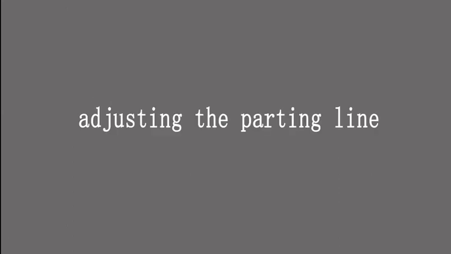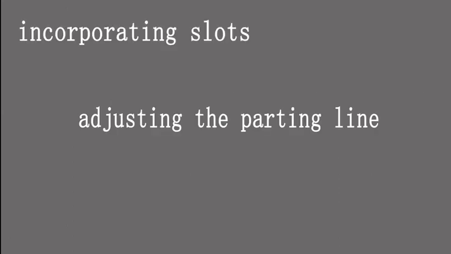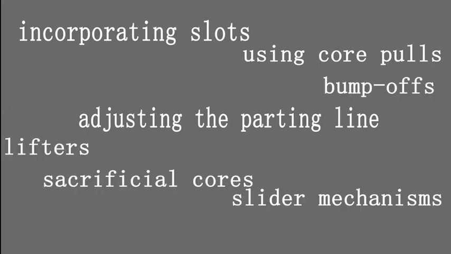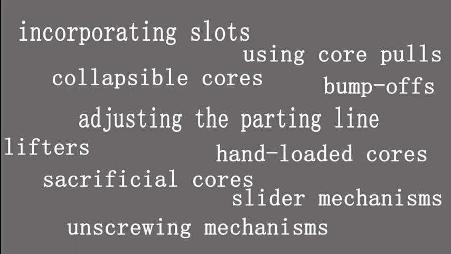The ways to deal with undercut injection molding include adjusting the parting line, incorporating slots, using core pulls, slider mechanisms, lifters, sacrificial cores, bump-offs, hand-loaded cores, unscrewing mechanisms, and collapsible cores.